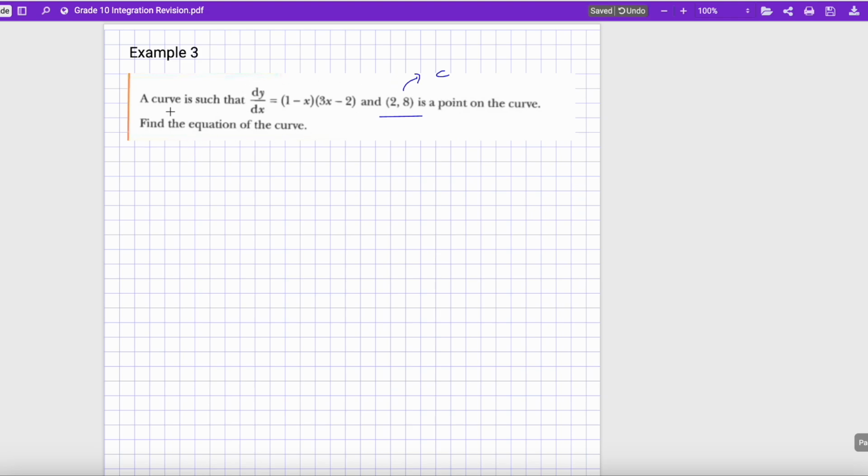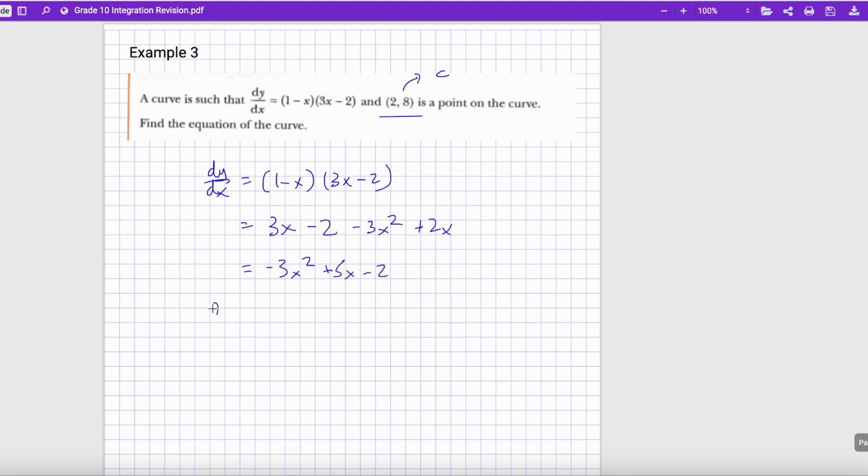All right, so let's look at the question. A curve is such that the gradient function is (1 minus x)(3x minus 2), and (2, 8) is a point on the curve. Find the equation of the curve. So let's state that dy/dx is (1 minus x)(3x minus 2). We want to expand it, so we have 3x minus 2 minus 3x squared plus 2x. So minus 3x squared plus 5x minus 2.